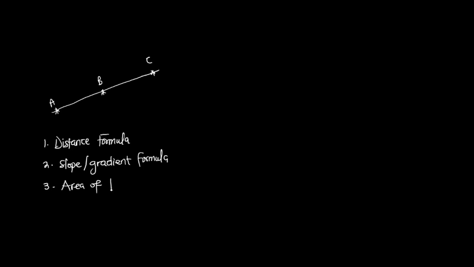Now, to identify if 3 points are collinear, there are 3 different ways we can do that. We can either use the distance formula, which we saw in our previous video. The second way is to use the slope or the gradient formula. And the last way is to use the area of a triangle approach or formula. In this video, we'll be looking at the second one, which is the slope or the gradient formula.